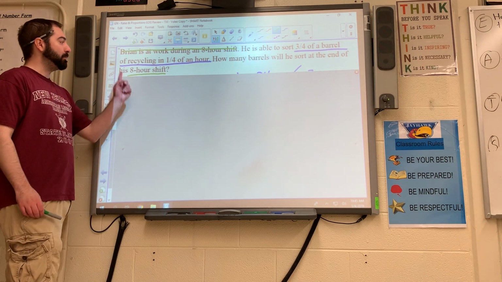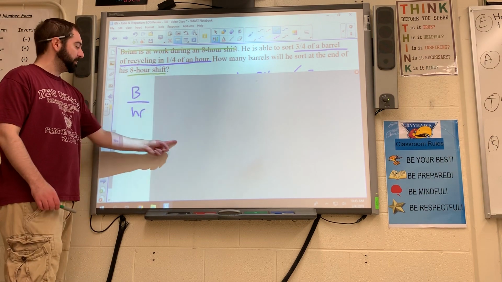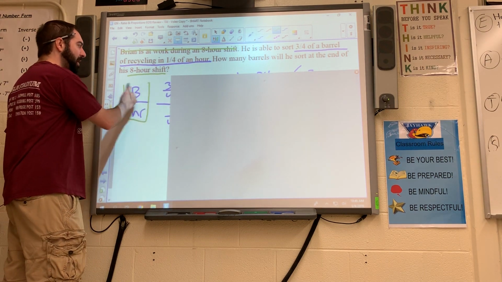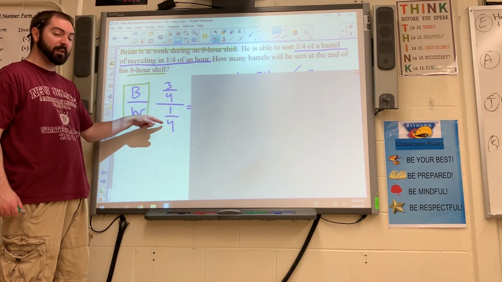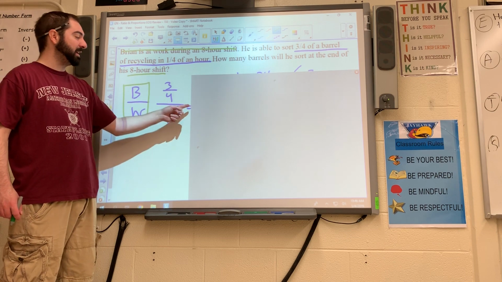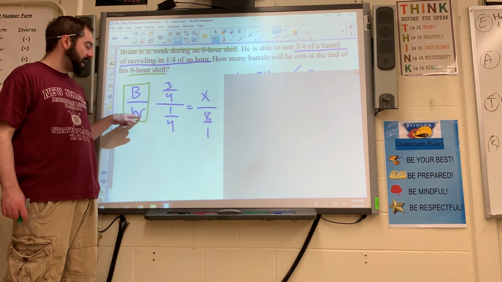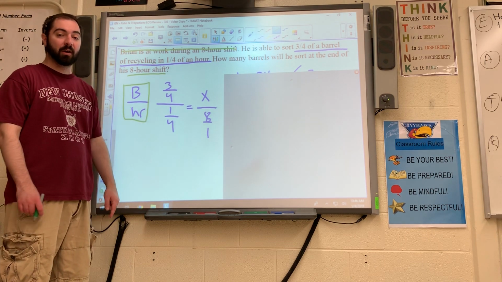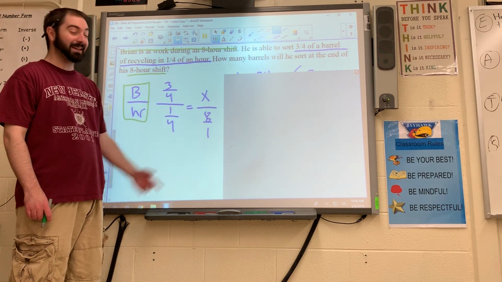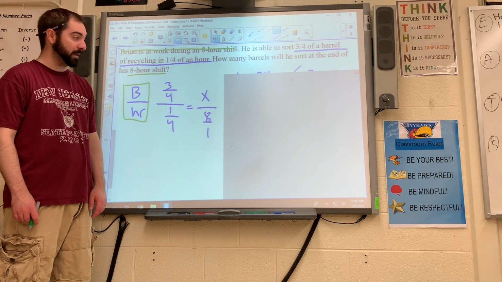From there, again, barrels of recycling to hours would be my ticket. Barrels over hours. How many barrels? 3/4. How many hours did it take them? 1/4. Then again, it says 8 hours. So again, off to the side, I look at my ticket. I have my hours in my denominator, so that 8 or 8 over 1 is going to go in my denominator. Again, I do not know how many barrels that will be.